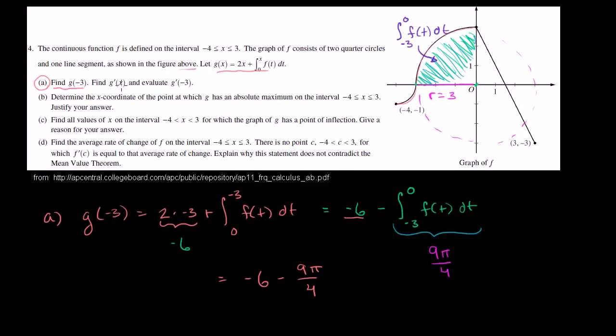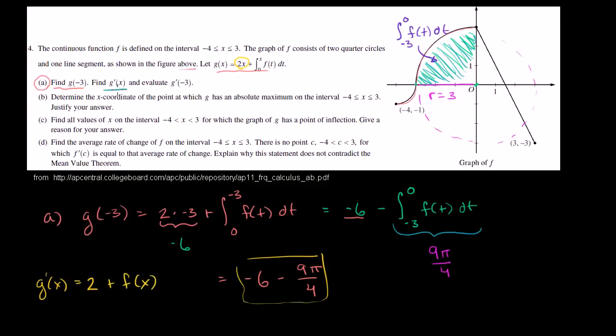Then they say find g prime of x. So let's find g prime of x. We did the first part of part A right over there. Then we need to find g prime of x. Well, it's just going to be the derivative of g of x. The derivative of 2x is just going to be 2. And then the derivative, and this is the fundamental theorem of calculus right over here, the derivative of the definite integral from 0 to x of f of t dt, that's just going to be f of x. So that is g prime of x.